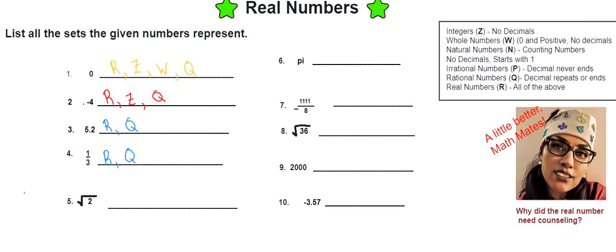What do we have here? The square root of 2. Well, first of all, we can do it as a decimal. We can put it on a number line. We can approximate it. So it definitely is real. If you take the square root of 2, you're going to get a decimal. So it's not an integer. It's not a whole number. And it's not a natural number.